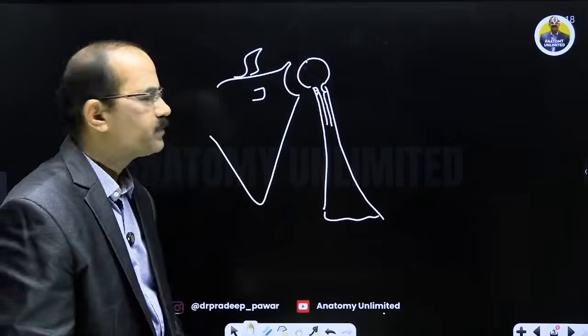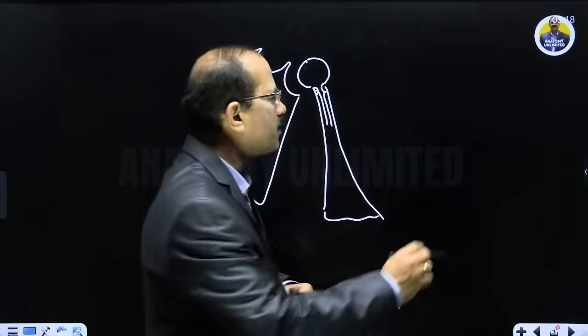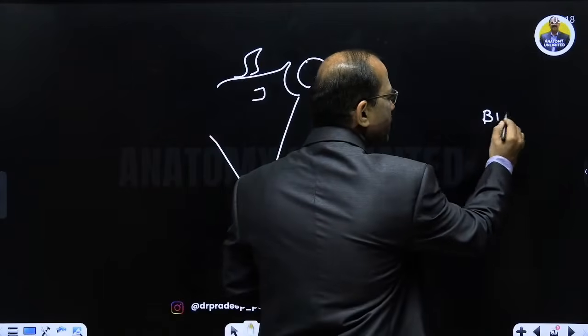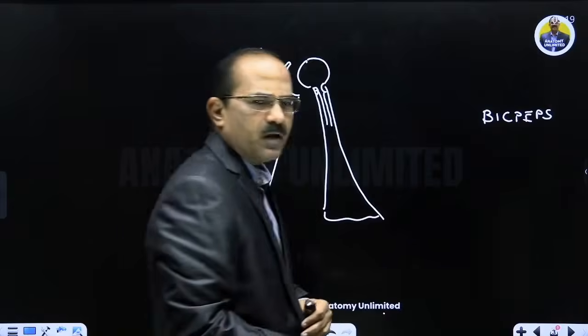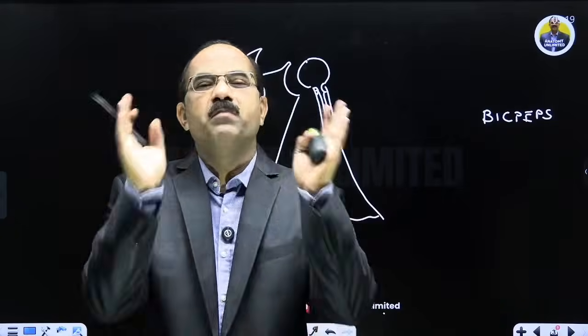ठीक है? अब front of the arm, there are three muscles in front of the arm. Yes, any guesses? Guess कर सकते हो? That's biceps. अब बच्चे बोलते हैं biceps. So there's a biceps in the lower limb also. Lower limb में भी एक biceps है. Biceps का मतलब दो heads. There are two heads. It is therefore known as the biceps.